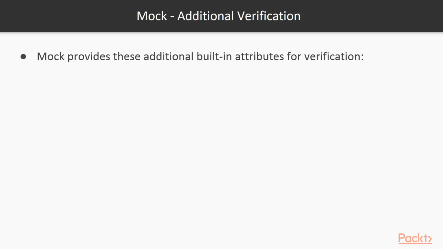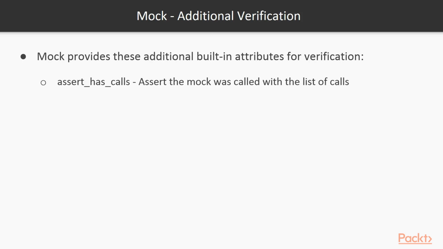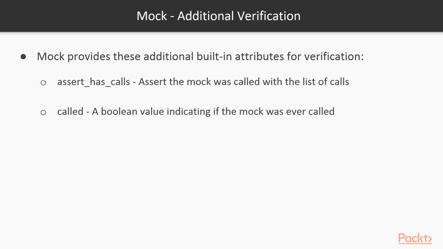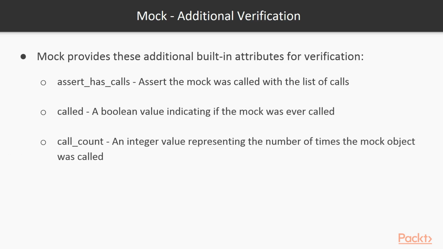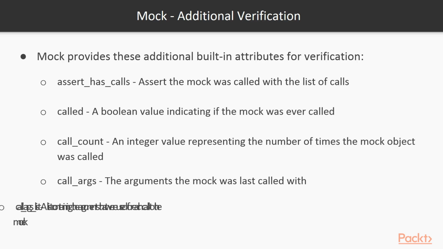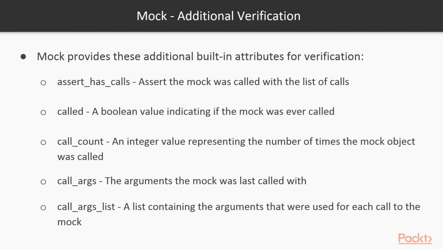Mock provides these additional built-in attributes for verifying how it was called. The assert_has_calls function passes if the mock was called with the parameters specified in each of the passed-in list of mock call objects, and optionally in the order that those calls are put in the array. The called attribute is a boolean which is true if the mock was ever called. The call_count attribute is an integer value specifying the number of times the mock object was called. The call_args attribute contains the parameters that the mock was last called with. The call_args_list attribute is a list with each entry containing the parameters that were used in a call to the mock object.